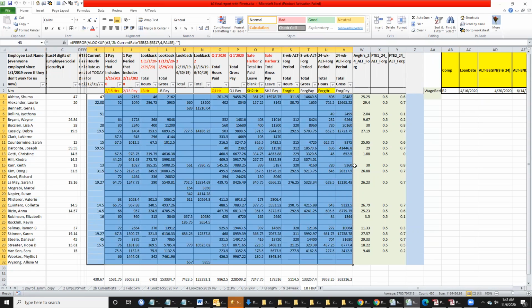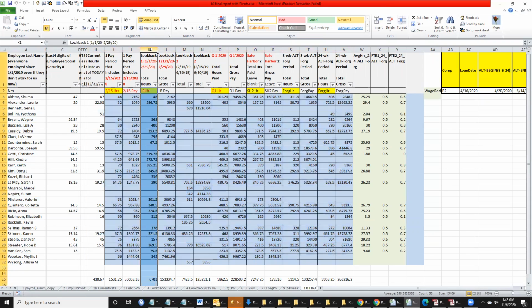After this is done, for each period, when I say each period, I mean look back 2020, look back 2019, quarter one, safe harbor, 8-week alternate, 24-week alternate. For each of those periods, we need to calculate two different FTE counts based on two FTE methods. Just in this example, I've only done one. So let me show you what I did.